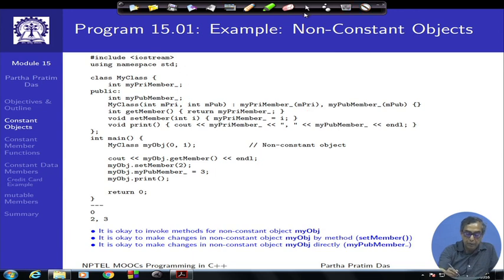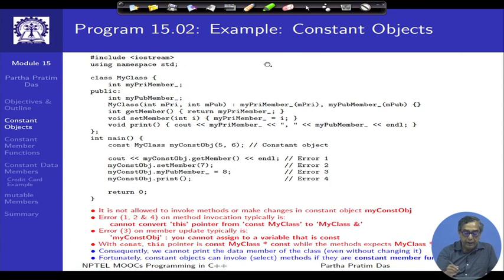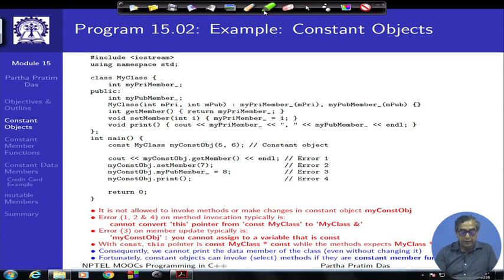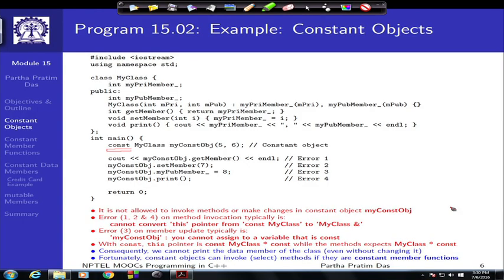Now we take a constant object. The same example, the difference that we are making is now we have made the object constant. Before the declaration of the object we have written const. By this the object myConst obj has become a constant object. Rest of the class is the same, it is just the use of the object which we have made constant.